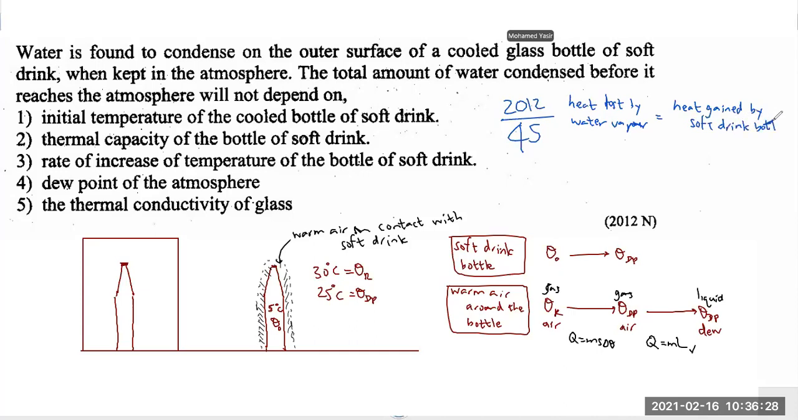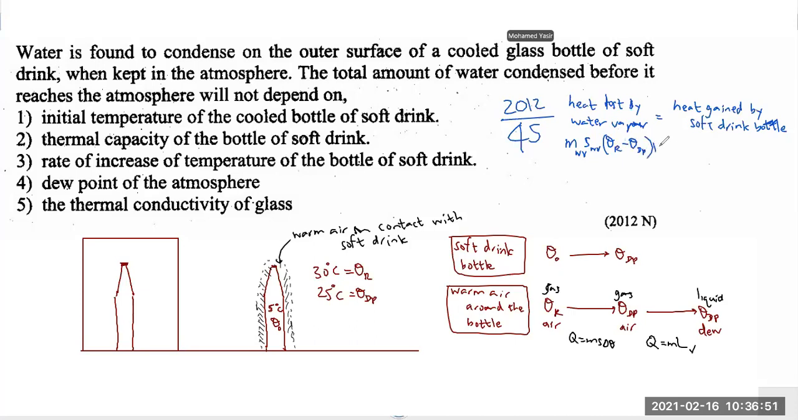Fine, let's write the equations now. First of all, number one, heat lost by water vapor. You have to write these two things. So the first one is mass of water vapor into specific heat capacity of water vapor into temperature difference. What should I put as the temperature difference? Room temperature minus dew point.